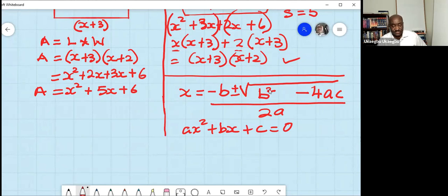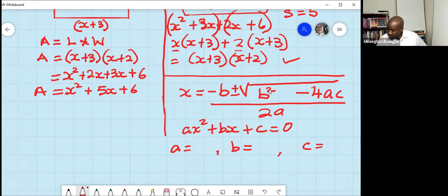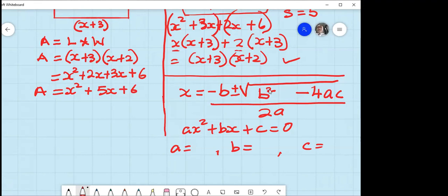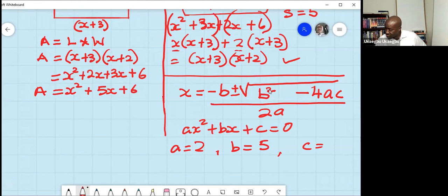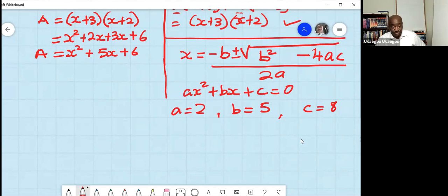Let's plug in some numbers. Give me any value of your choice. A equal to, b equal to, c equal to. Let a be 2. b is 5. And c is 8. Okay. Let's create an equation out of what you just said, working from backwards.